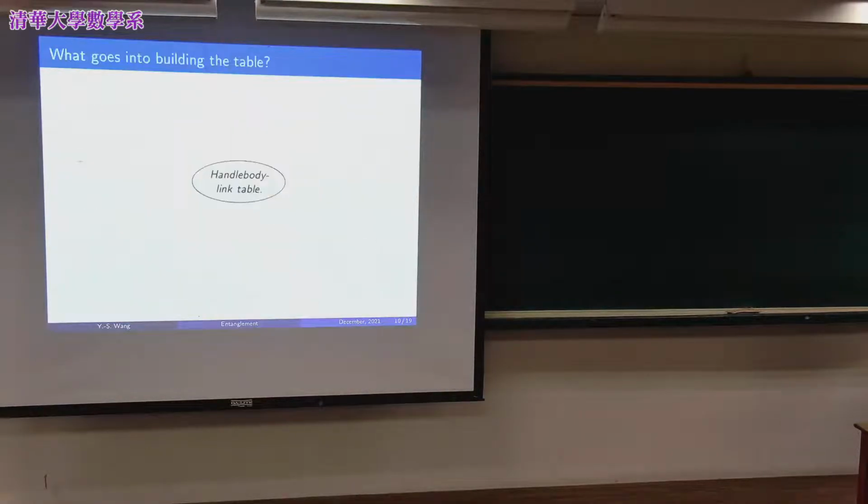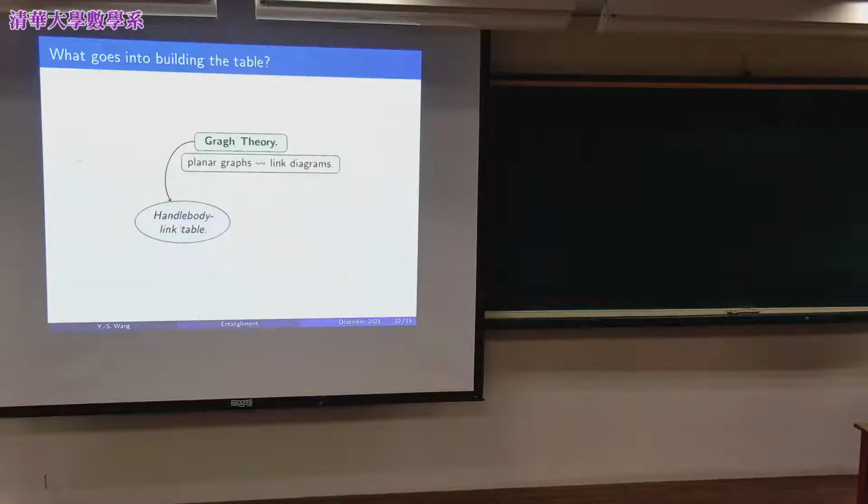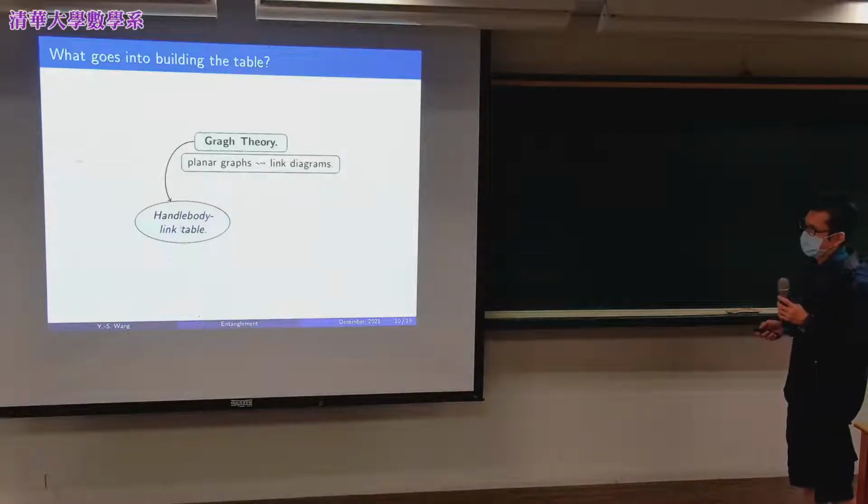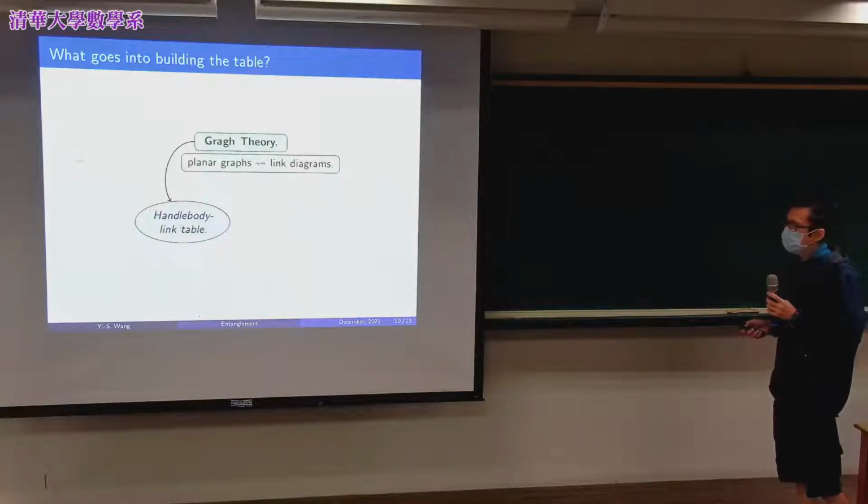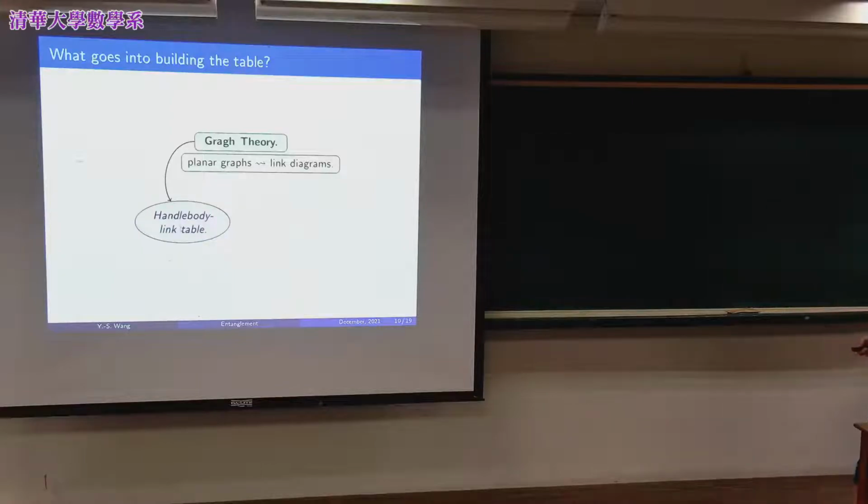All right. But still, it's very close to one-dimensional things, and that's what I'm going to talk about. We have to use graph theory, because our idea is that in order to enumerate handle-body links, we first enumerate the link diagrams, and in order to enumerate link diagrams, we enumerate the associated planar graphs. So what do I mean by this?